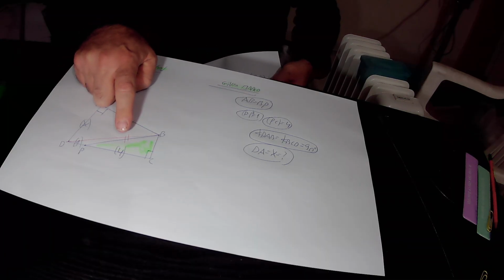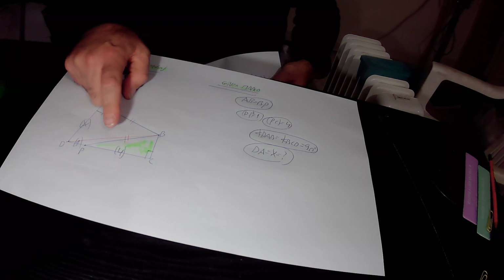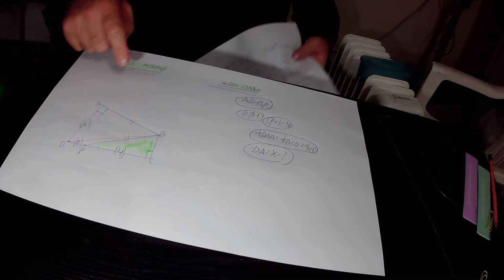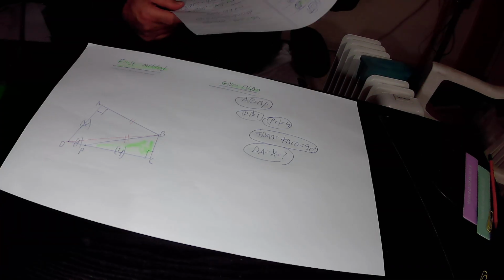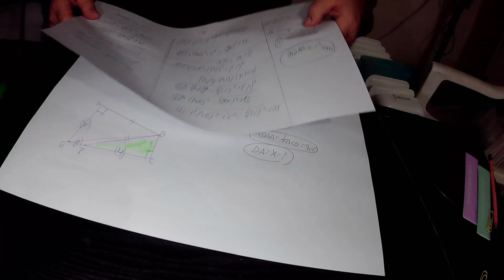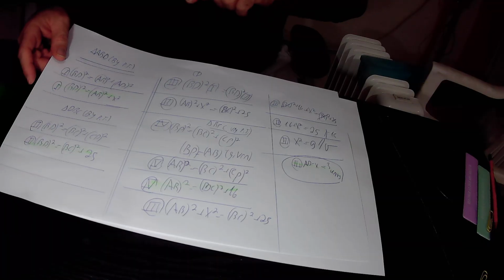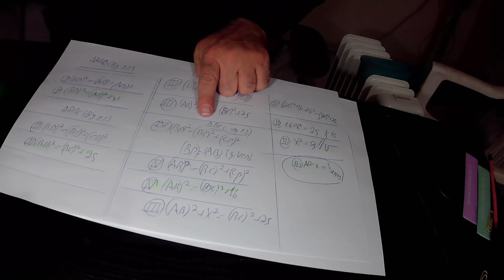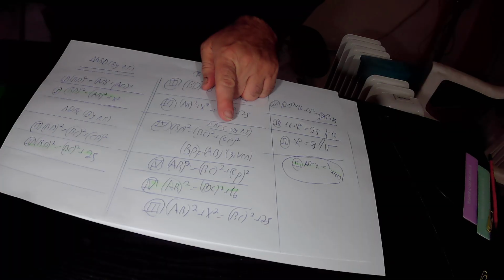According to the Pythagoras theorem, in this green triangle PBC, PB squared, that is the square of the hypotenuse, equals BC squared plus CP squared. Again, in the green triangle PBC, according to the Pythagoras theorem, BP squared, the square of the hypotenuse, equals BC squared plus CP squared.